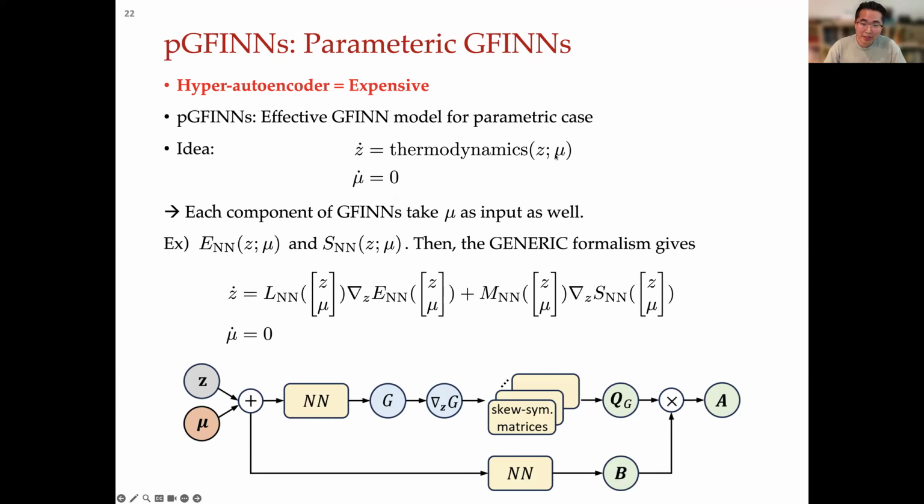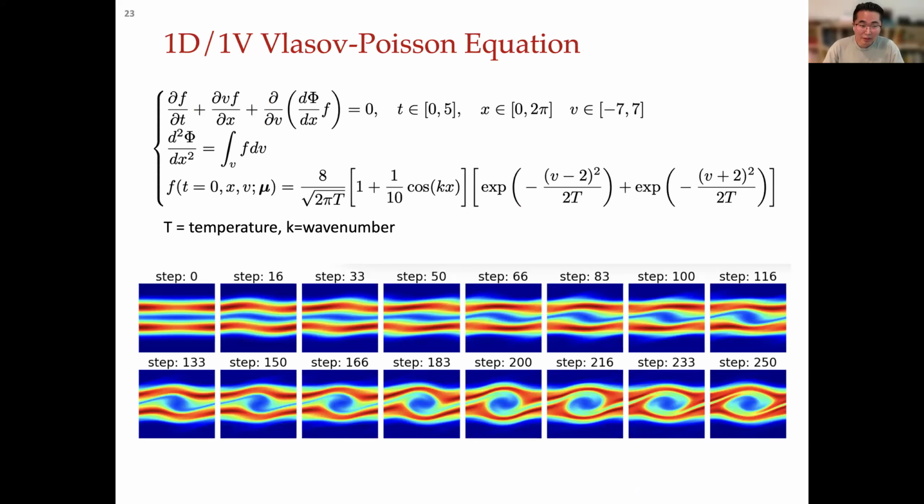If the thermodynamics depends on the parameter mu, but the parameter is a fixed, constant variable, then mu dot equals 0. Motivated by this equation, we take each component of the GFINN with mu as an input as well, along with z, and then rewrite the generic formalism. So now the new generic formalism takes the parametric input as well, but when you calculate the gradient, we only take the gradient with respect to z, while mu is like a dummy variable at the moment. But when the training kicks in, we can manipulate each component according to the parametric cases so that it adjusts the dynamics accordingly. And we apply this parametric GFINN in the tLaSDI framework and see how it looks on the 1D Burgers' plus a Poisson equation.